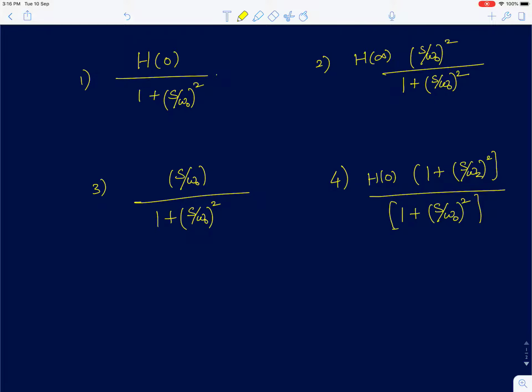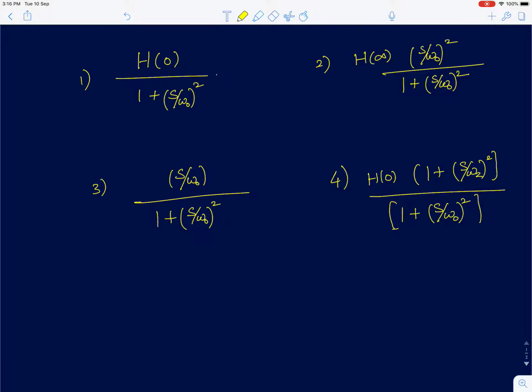Hi everyone. In the previous lectures, we discussed series and parallel LC circuits. So now I thought I'll generalize the results and present them in a more formal manner. In this lecture, we'll mainly discuss second order lossless transfer functions.